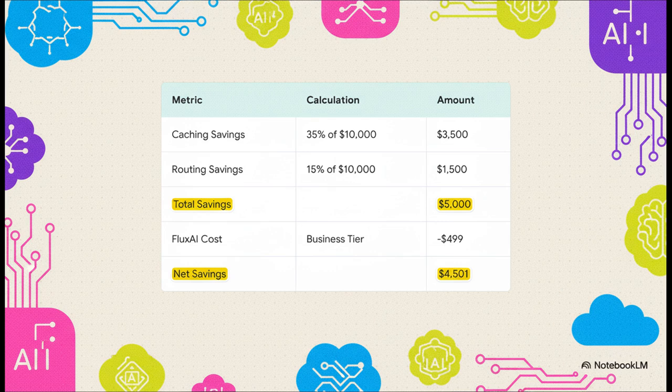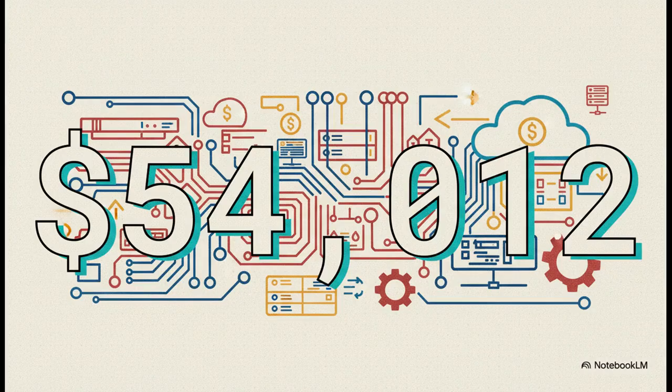After the $499 cost for the platform, your net savings are over $4,500. You've just cut your bill by nearly half. And that's just in 1 month. When you zoom out, the long-term impact is incredible. That $4,500 in monthly savings adds up to over $54,000 saved over a single year. That's a whole new budget you can put back into development, or hiring, or just innovating faster.